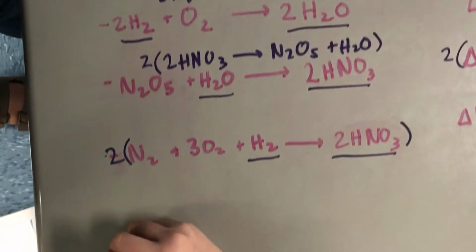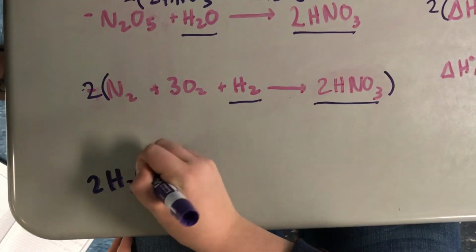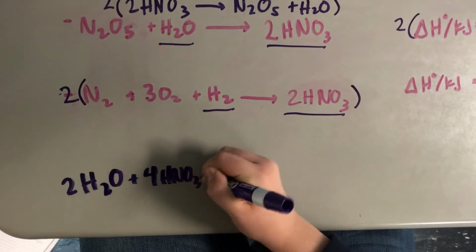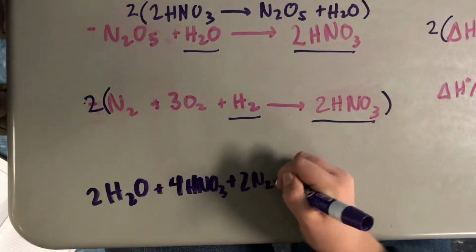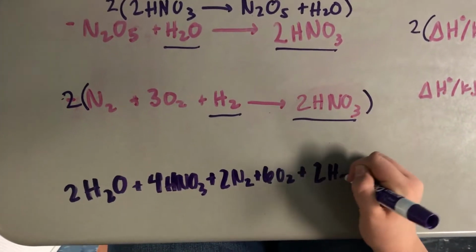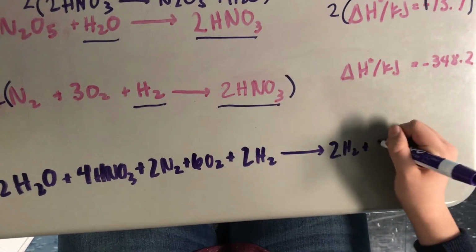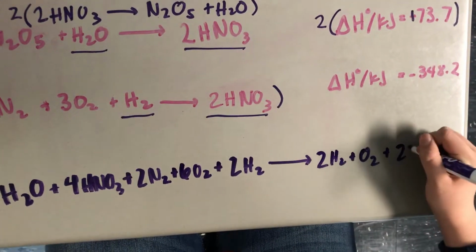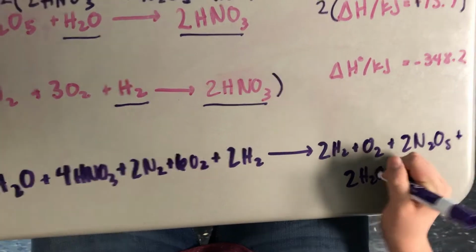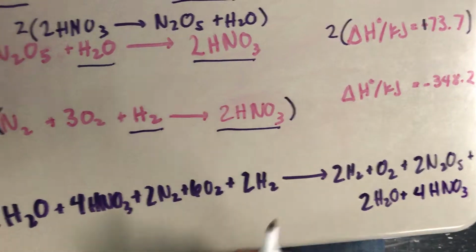So now what we have to do is write down all the reactants on one side, which is 2 H2O plus 4 HNO3 plus 2 N2 plus 6 O2 plus 2 H2 yields 2 H2 plus O2 plus 2 N2O5 plus 2 H2O plus 4 HNO3. Okay, so now we can start canceling.